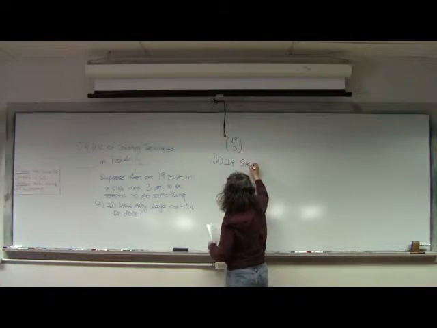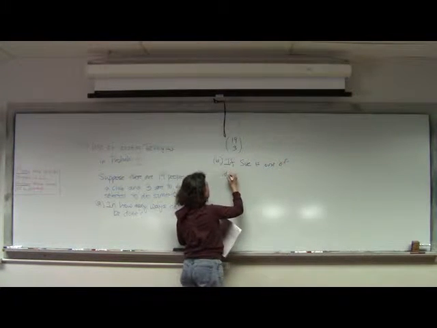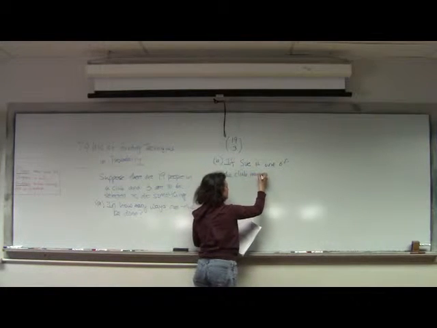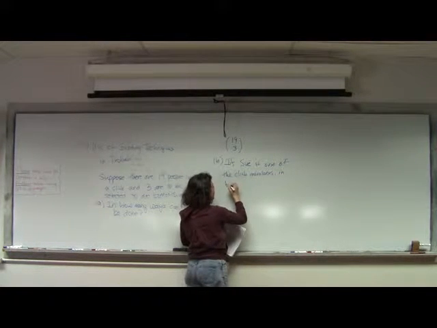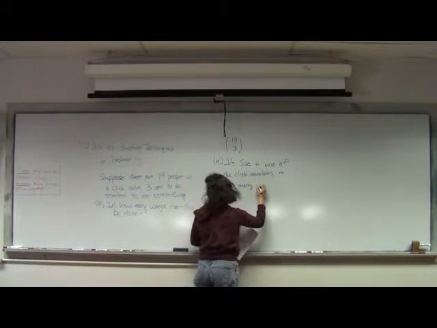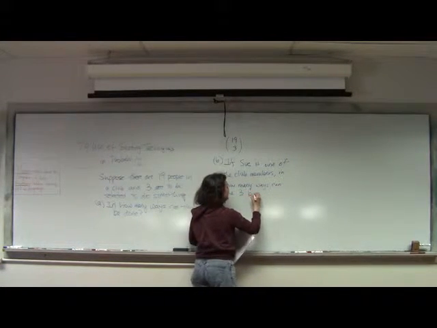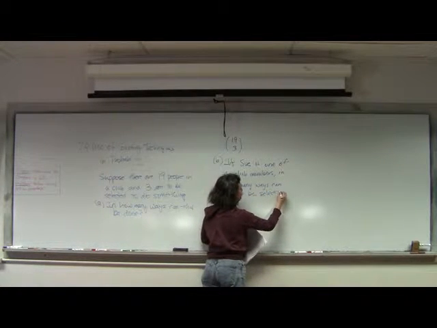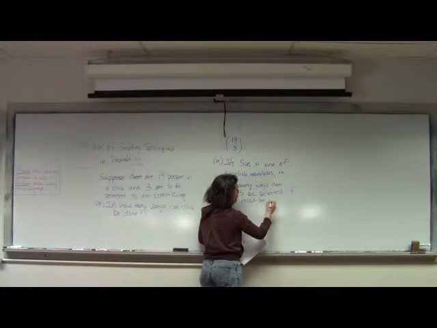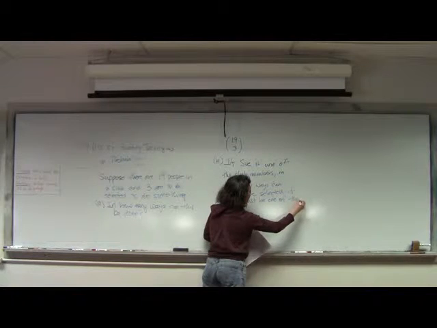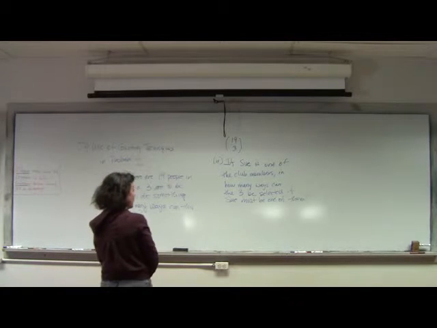If Sue is one of the club members, I want to know in how many ways can the 3 people be selected if Sue must be one of them? Okay, still no probability. I'm just asking in how many ways.